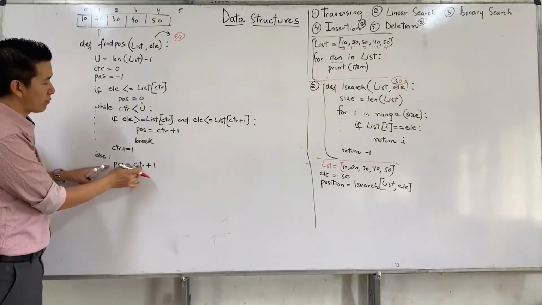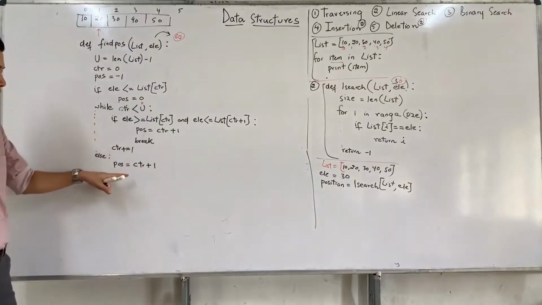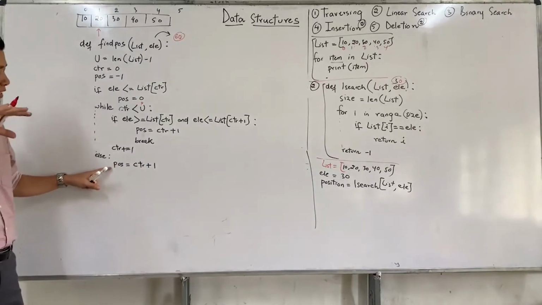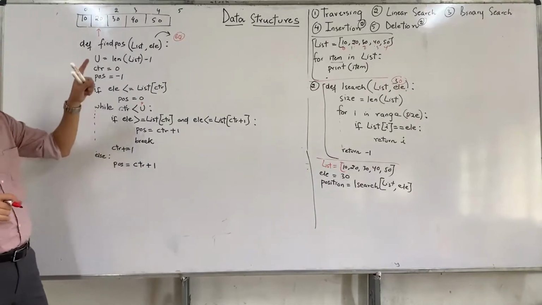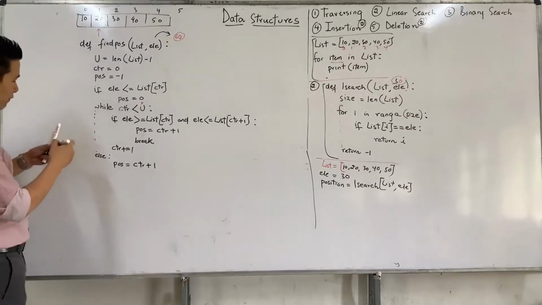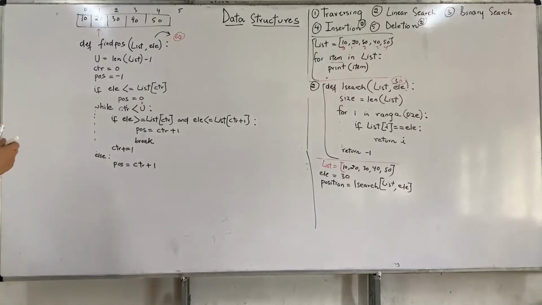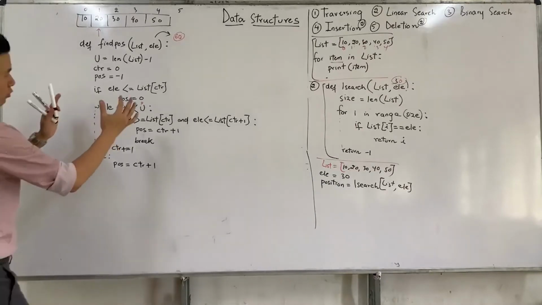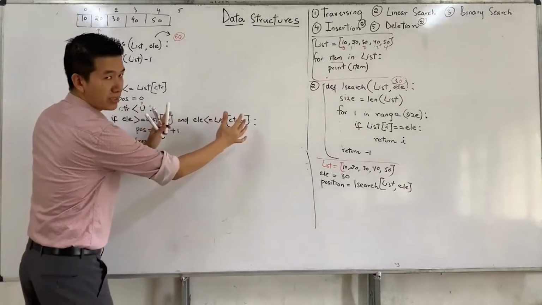The value of CTR being 4, 4 plus 1 becomes 5, and 5 becomes the appropriate position where the value of 60 is supposed to be inserted. Okay, and then finally, the whole thing will be a little to this side.